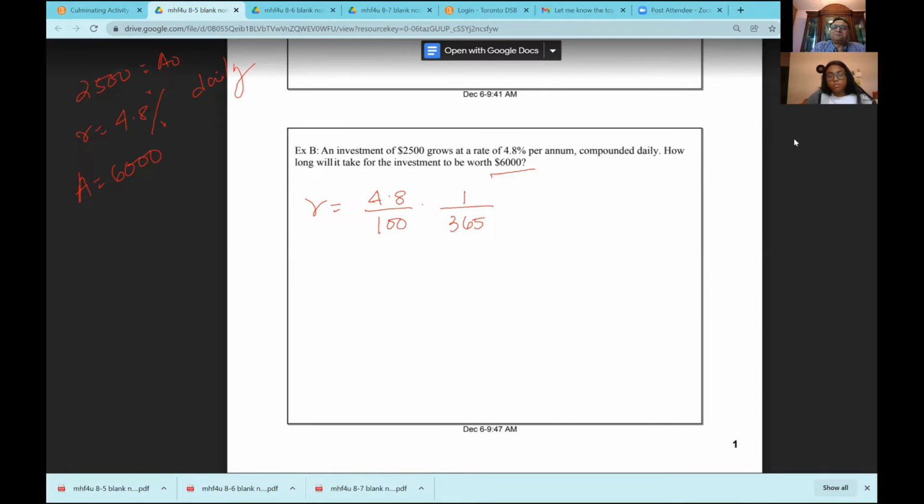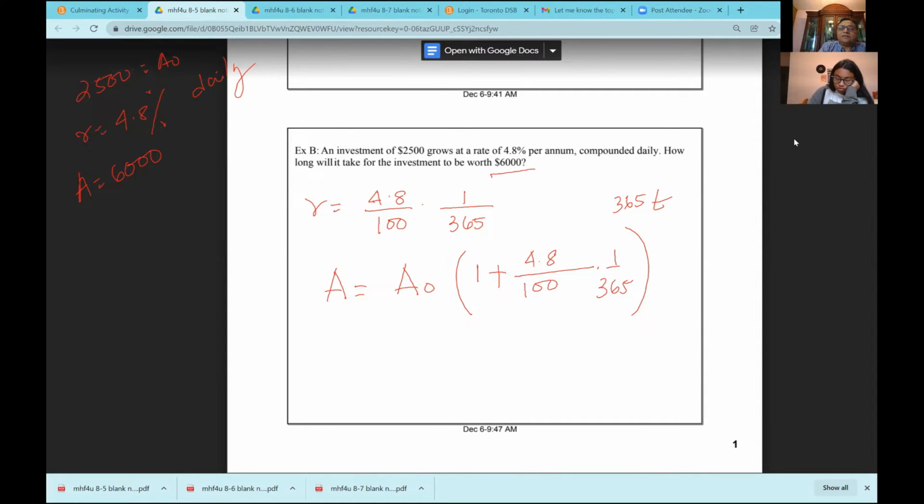In a year, it is going to get multiplied 365 times at this rate, right? Therefore, the formula will be: the amount at any time will be the initial amount times 1 plus the rate of interest, which in our case is 4.8 over 100 times 1 over 365. And the power will be the number of times it is getting compounded. So if t is in years, then it will be 365t. You get the idea? Every day it gets compounded. So t is what we have to find.